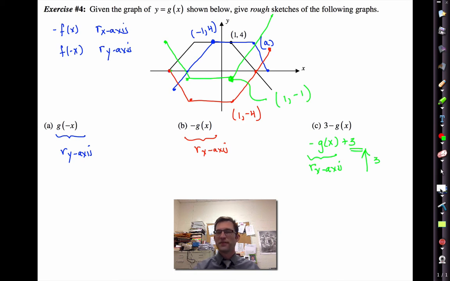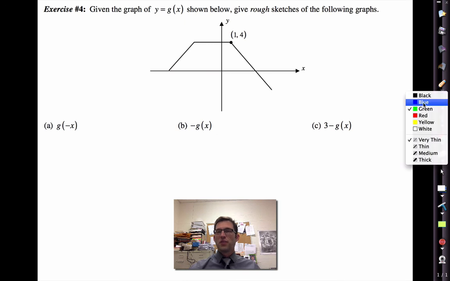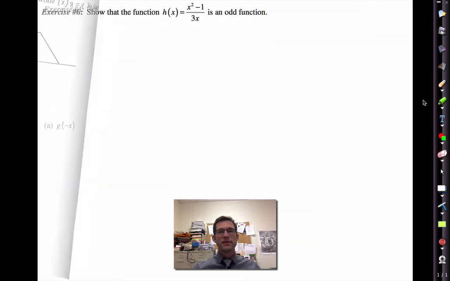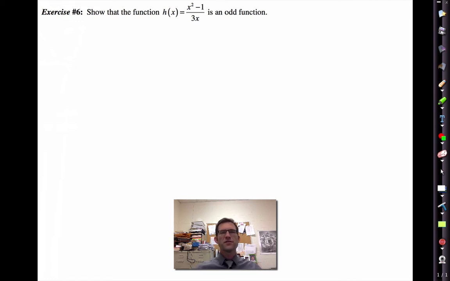All right, here we go. Switch black to blue, and let's go on to the next page. All right, exercise 6. Show that this function is odd. Oh boy. Show. Now, we can't do this by example. The only time we can really do an example is when we're given a function and told it's either even or odd, then we can use examples to figure out which one it is. But here it says show the function is odd.